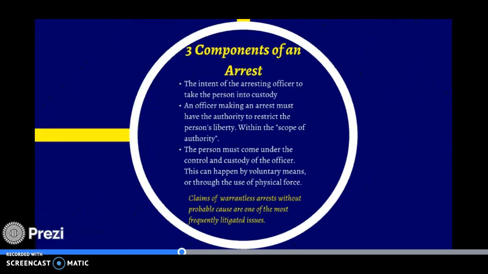Three components of an arrest: the intent of the arresting officer to take the person into custody. An officer making an arrest must have the authority to restrict the person's liberty. It has to be within the scope of authority. And the person must come under the control and custody of the officer. This can happen by voluntary means or through the use of physical force.